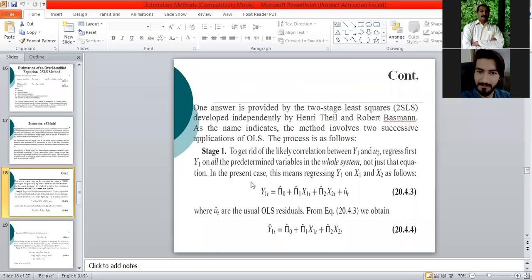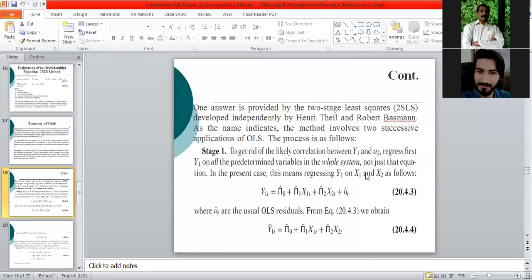So, what is stage one? Stage one is to get rid of the likely correlation between Y1 and U2. For this purpose, first regress Y1 on all the predetermined variables in the whole system, not just in the equation, which means developing a reduced form from the model. The first step is to develop the reduced form equation from the model.